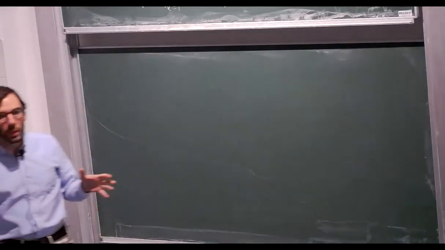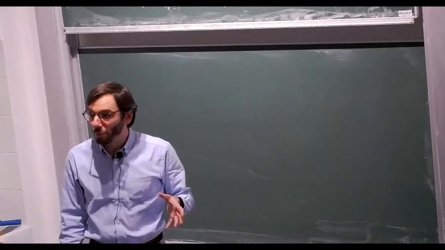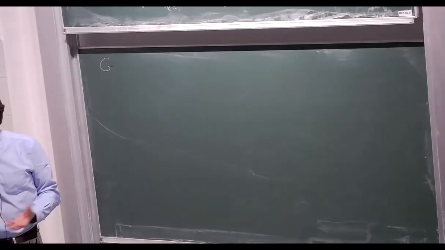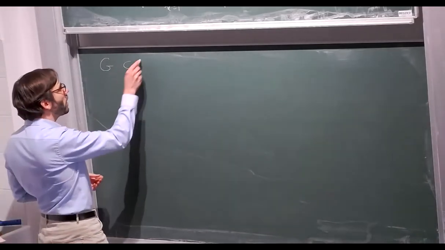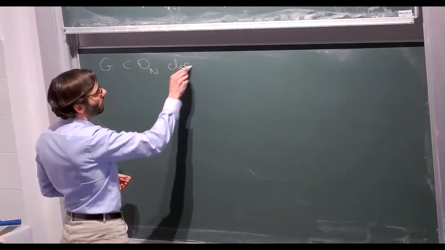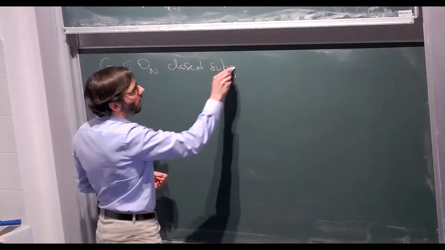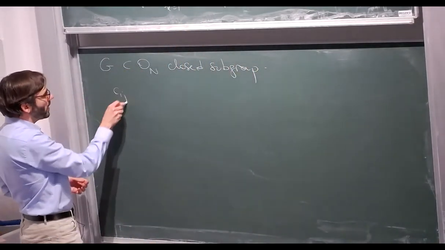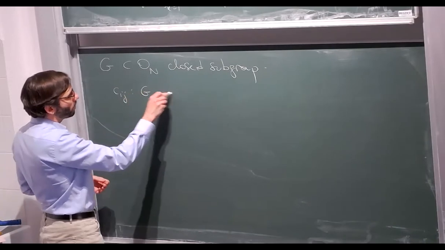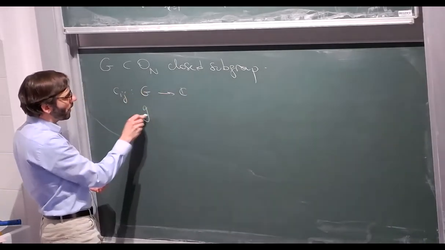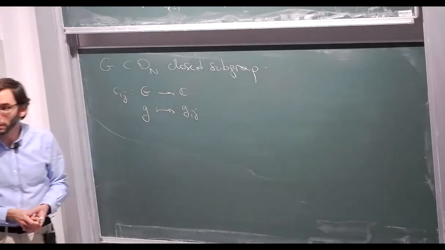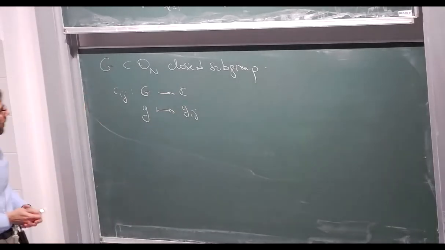Now let me tell you what it means in the classical case, in the commutative case, to see where it comes from. So just take a group, but a group of orthogonal matrices, of course. So you take a closed subgroup of O(n). So how do you see it as something like this? Well, just take the function Cij, sending a matrix to its ijth coefficient, right? So these are functions.